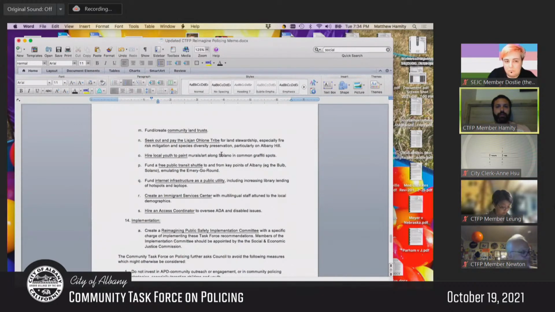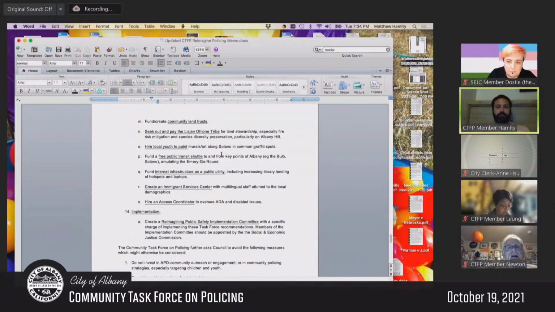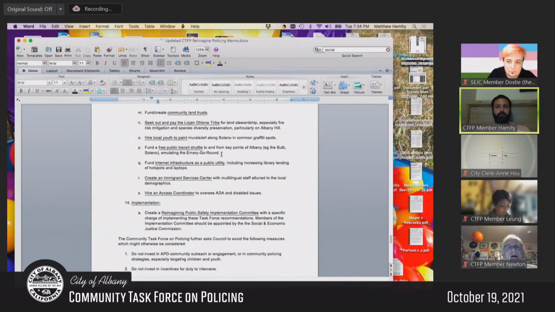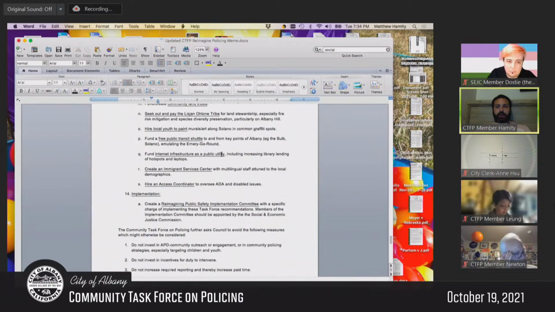Create community land trusts. Seek out and pay the, sorry if I'm getting that wrong, Ohlone tribe for land stewardship, especially fire risk mitigation and species diversity preservation, particularly on Albany Hill. Hire local youth to paint murals along Solano and common graffiti spots.